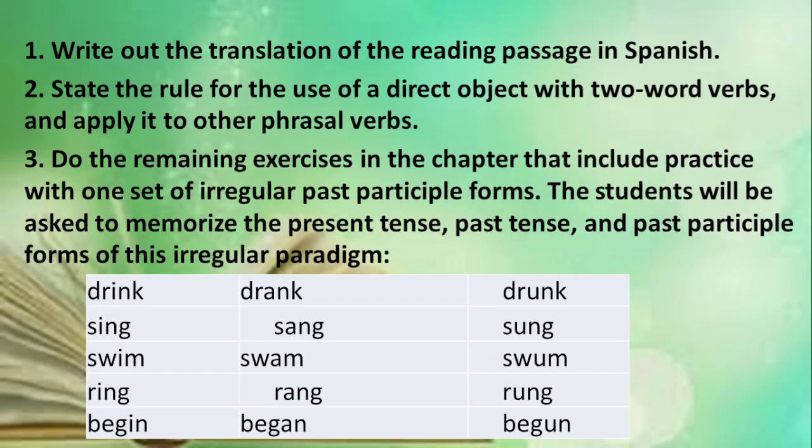In the 2 remaining lessons of the week, the students will be asked to write out the translation of the reading passage in Spanish. State the rule for the use of a direct object with two-word verbs, and apply it to other phrasal verbs. Do the remaining exercises in the chapter that include practice with one set of irregular past participle forms. The students will be asked to memorize the present tense, past tense, and past participle forms of this irregular paradigm: drink, drank, drunk.